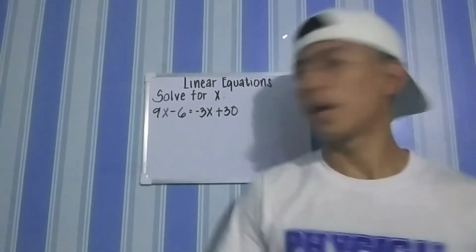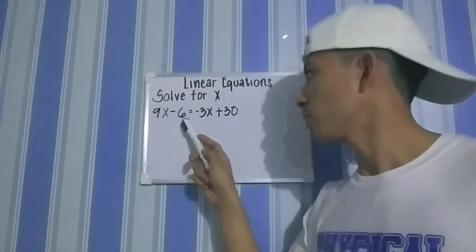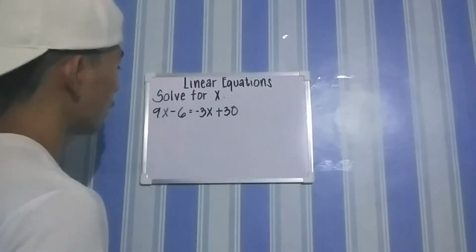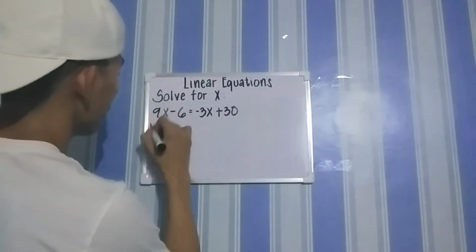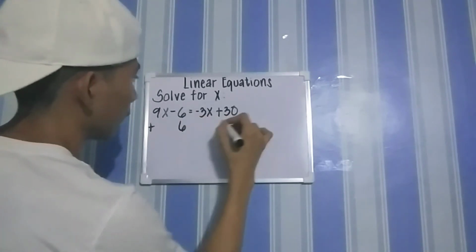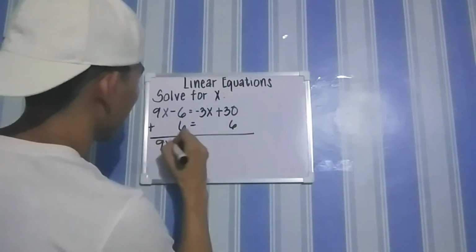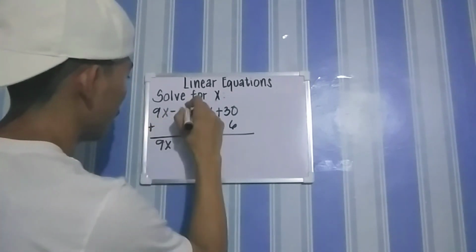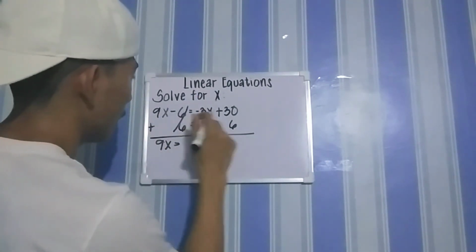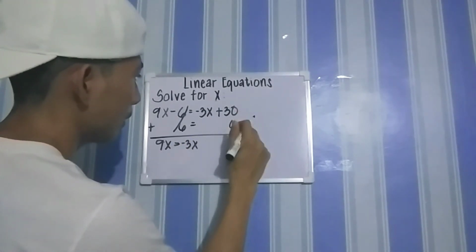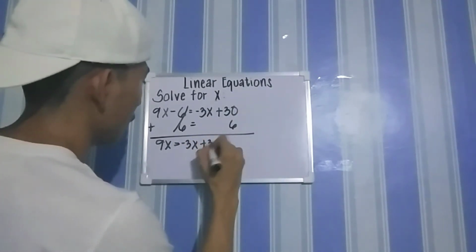So for our last problem, given equation 9x minus 6 is equal to negative 3x plus 30. So for our first step, we're going to add both sides by 6. So our equation will now become 9x, negative 6 plus 6, that is equal to 0. So negative 3x plus 30 plus 6 is equal to 36.